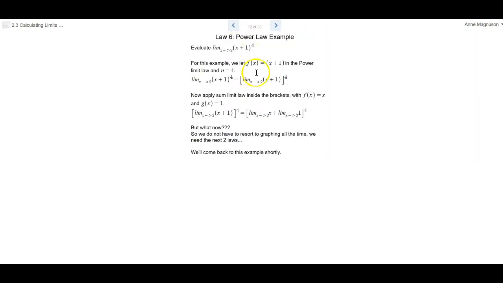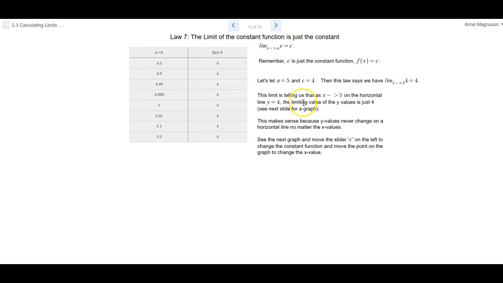So I'm going to flip back to my last problem. Notice that I have the limit as x approaches 2 of 1. 1 is just the constant function, right? So this law is what we're going to use to help find that. So the limit of a constant function is just that constant, which makes sense because the y value is never changing for a constant function. It's always the same. It doesn't really matter what the x value is. In this case, when f of x equals 4, it doesn't matter what x is. y is always 4. So that makes sense that the limit of a constant function is just that constant.